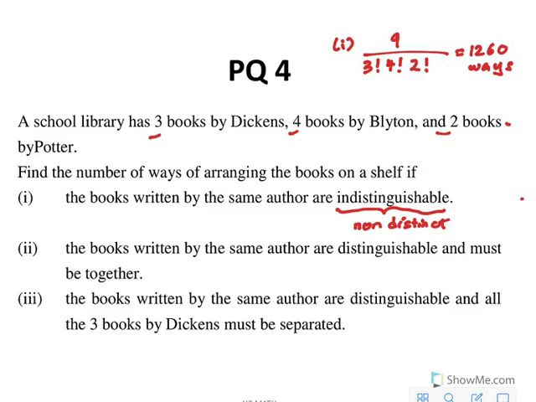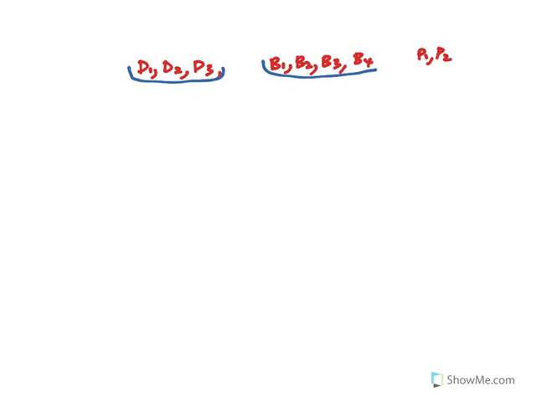Okay, now for part 2, the books written by the same author are distinguishable, and they must be together. So that means, let's say there's Dickens 1, Dickens 2, Dickens 3, Blyton 1, Blyton 2, Blyton 3, Blyton 4, and then Porter 1, Porter 2, and they must be together. So what we do is we consider each author's books as one bundle: one bundle, 2 bundles, 3 bundles. How many ways can we arrange them?